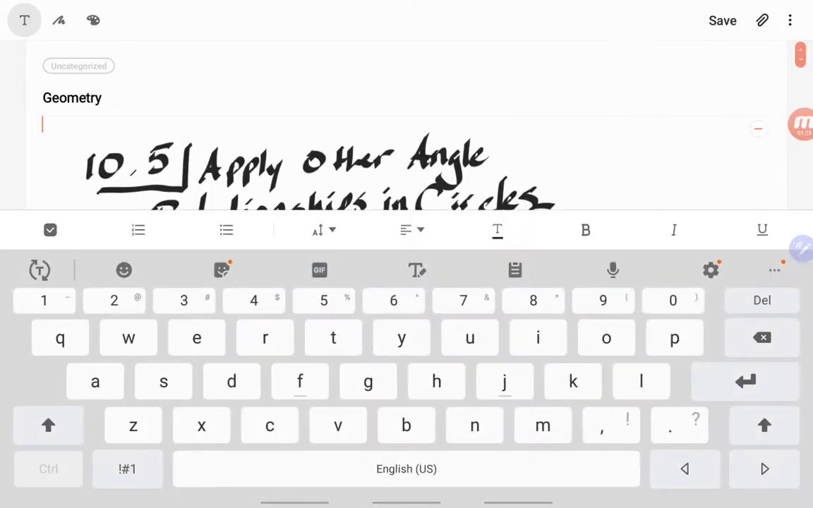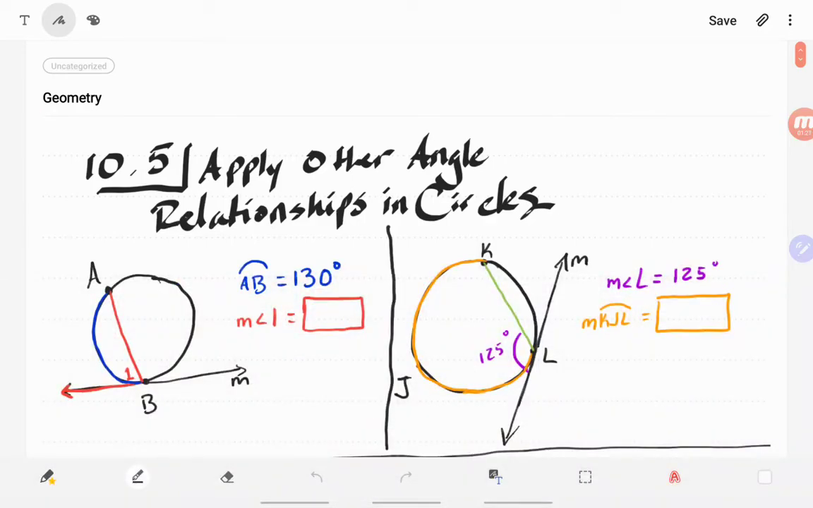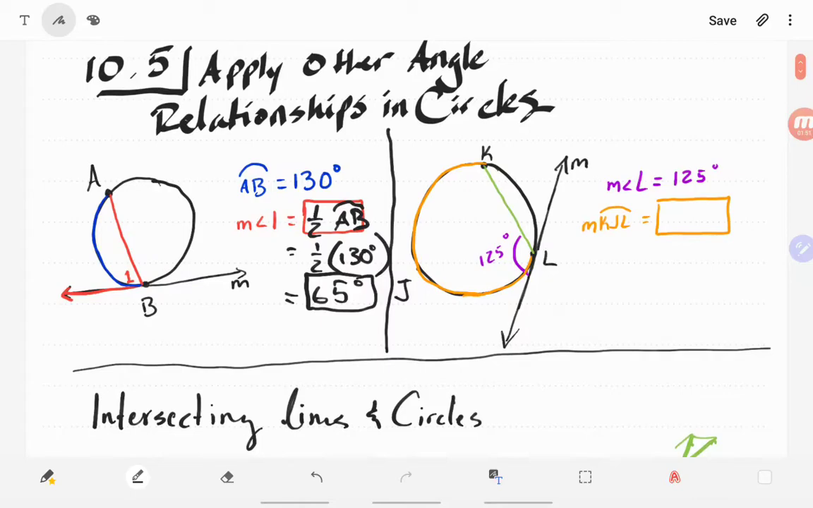All I've got to do is make this equal to 1/2 of arc AB. So that's going to be equal to half of 130 degrees. Or that's just going to be, what is that, 65 degrees, right? So we can say that the measure of angle 1 is 65 degrees.